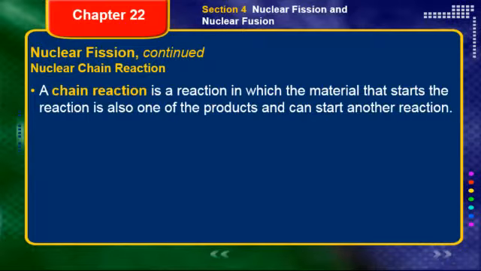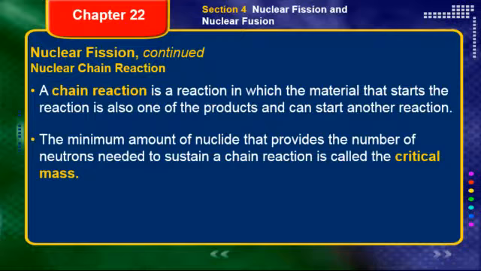Nuclear chain reactions. A chain reaction is a reaction in which the material that starts the reaction is also one of the products and can start another reaction. The minimum amount of a nuclide that provides the number of neutrons needed to sustain a chain reaction is called the critical mass. So how many nuclides do you need to get your certain number of neutrons? It's called critical mass.